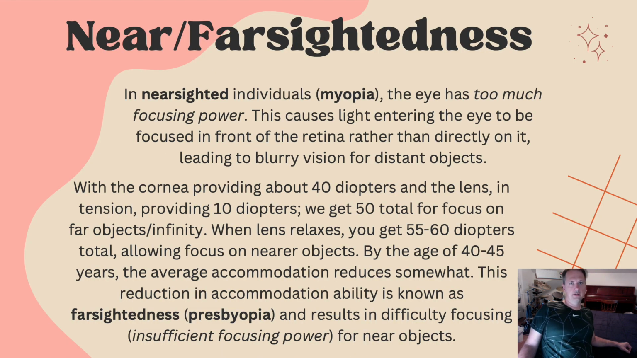So nearsightedness, which is myopia, is when the eye has too much focusing power. That's like my case. I have to wear contacts or glasses to reduce my eye's power because it's too powerful. I can't see things far away because it's working too hard. So you basically have to take away some of its power, and then you're able to see clearly again. Farsightedness would be the opposite.